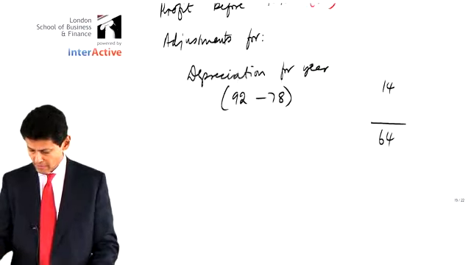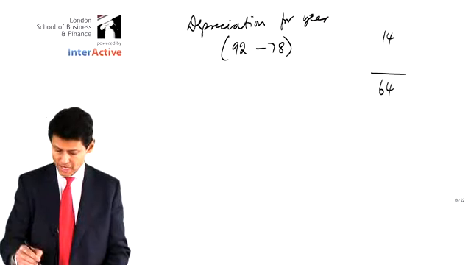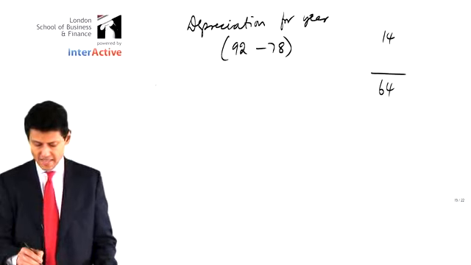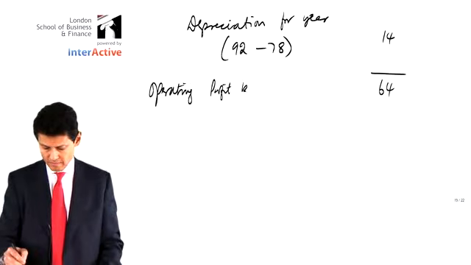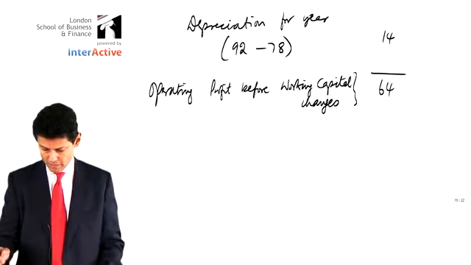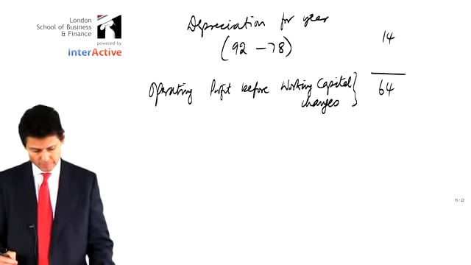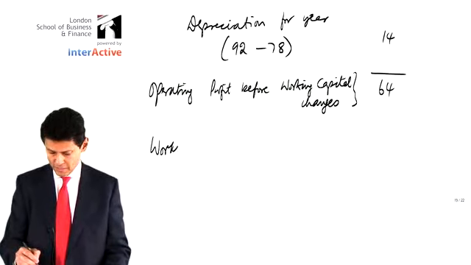That 64, I suppose I could describe as operating profit before working capital changes. So let's say exactly that. Operating profit before working capital changes, 64. Below that, of course, you have the working capital changes.